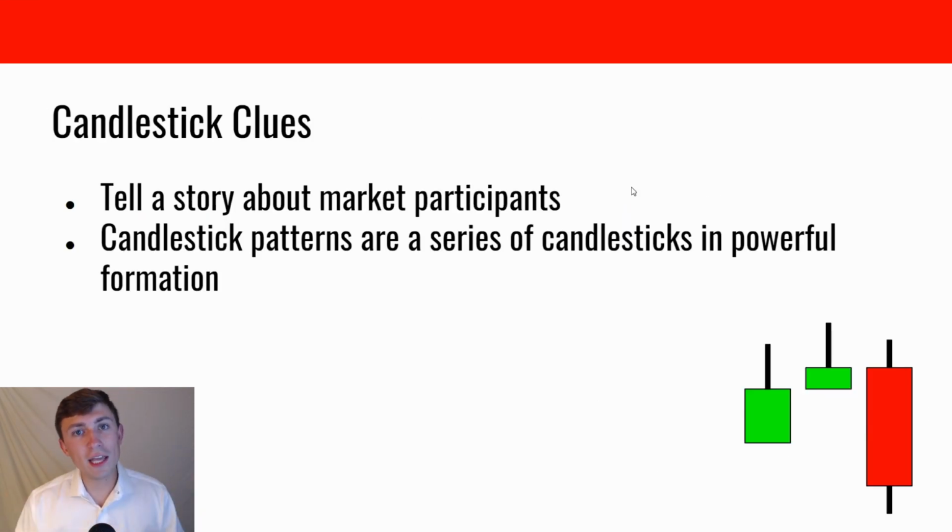So we mentioned that with candlesticks, what's important is that they can actually give you some interesting clues as to what the market may be doing. But more specifically, they tell a story about what market participants are thinking or doing in the markets. And they can potentially give us ideas of what may or may not be happening next, right? So candlestick patterns are a series of candlesticks in powerful formation. We just got done talking about a single candlestick and identifying the anatomy of a candle, but a candlestick pattern is multiple candlesticks in a row, or some sort of formation that may be telling us a story about market environments or market participants.